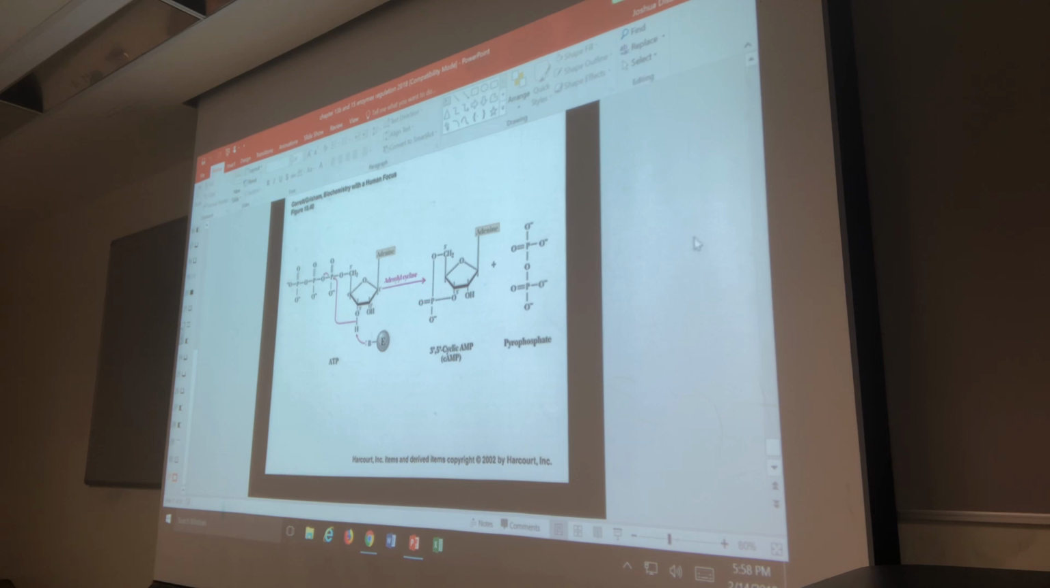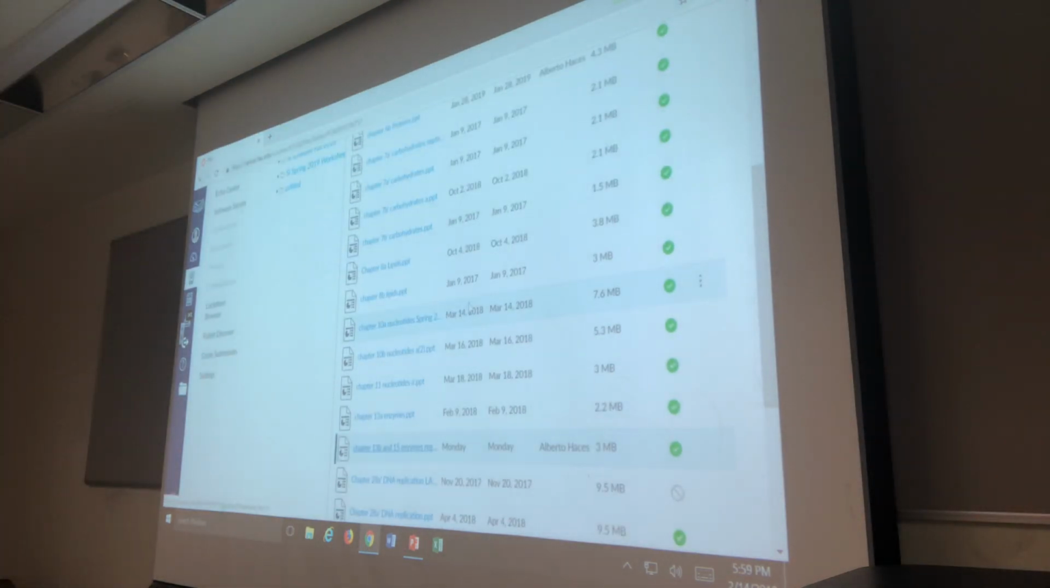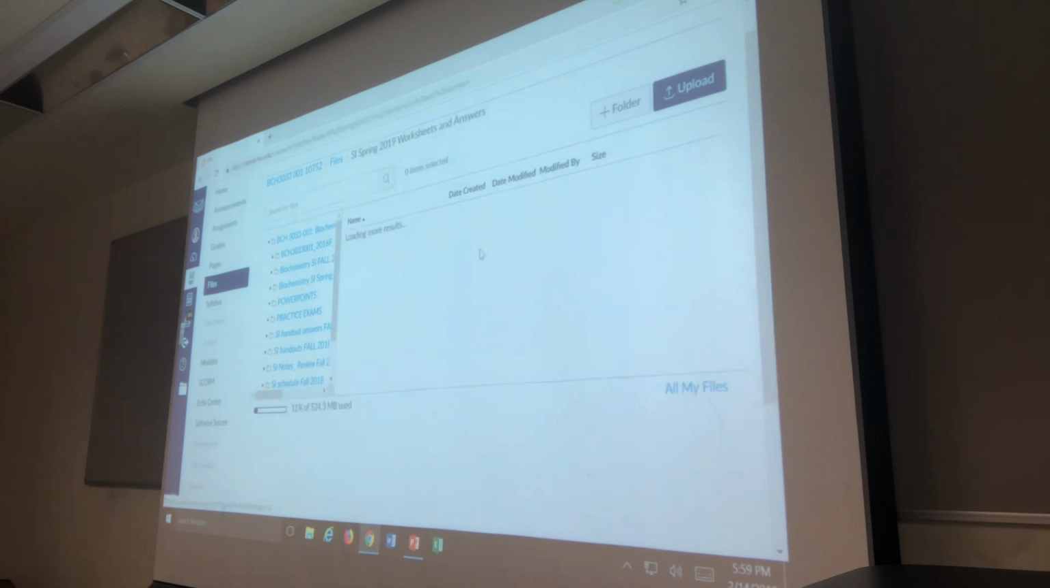So, these are the most important things when talking about enzyme activity, regulation of enzyme activity. So, let me pull up the worksheet, and I'm sure I've forgotten some other stuff, so let's see.